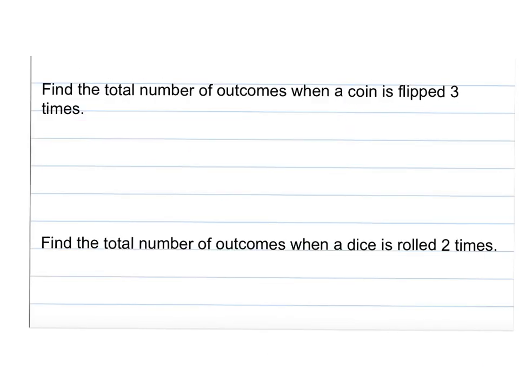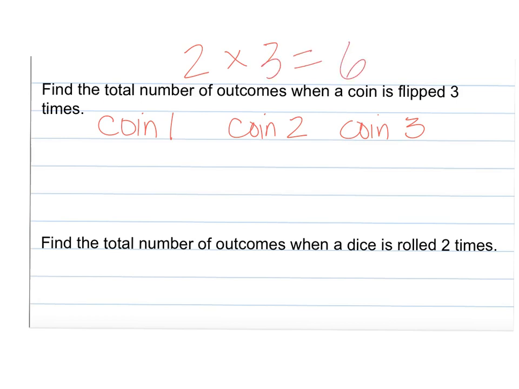Okay? Find the total number of outcomes when a coin is flipped 3 times. So we need to think of coin 1, coin 2, and coin 3. The first thing that a lot of people want to do is think, oh, a coin has 2 outcomes and it's being flipped 3 times, so we do 2 times 3 and we get 6. But if we think about it, the total number of outcomes when a coin is flipped 3 times, well, we have to think of how many outcomes each time it's flipped.